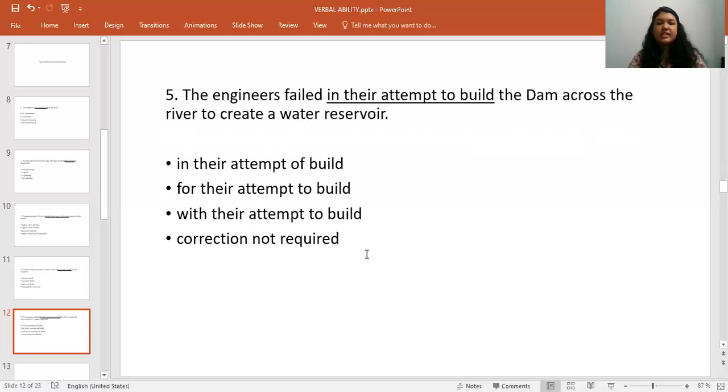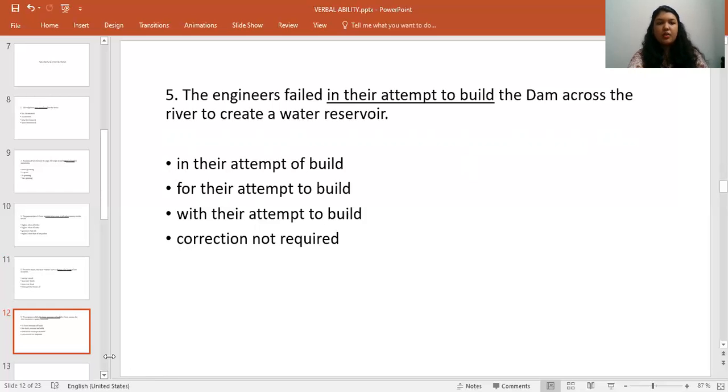Now, taking the second option, the engineers have failed off there. Again, we find there is an error in the sentence as well as a grammatical error. So, when you read through the sentence, you can easily find out that there are no corrections required.